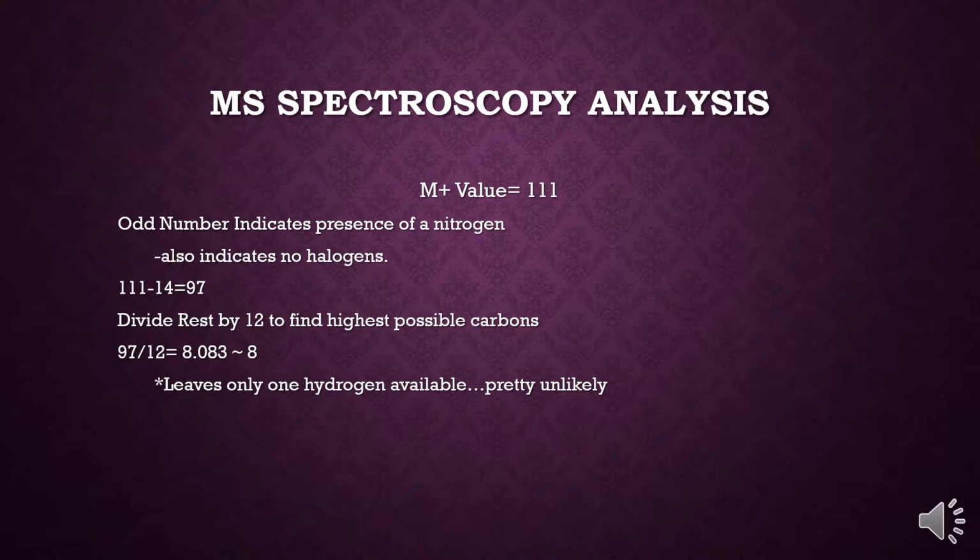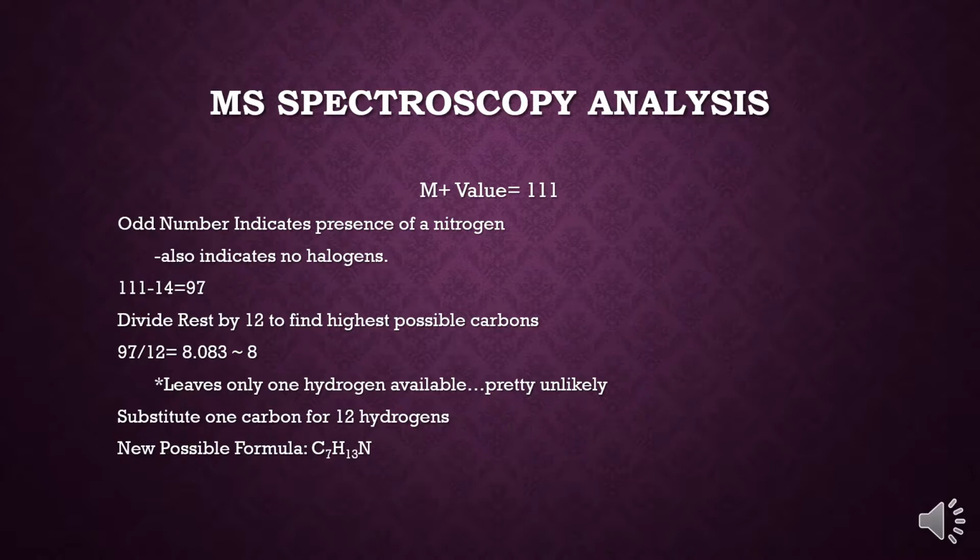When you do that, it takes one carbon away from your formula and adds 12 hydrogens. And so instead of C8H1N, you now have C7H13N. So this is your new possible formula. And then you want to move on to step 4.